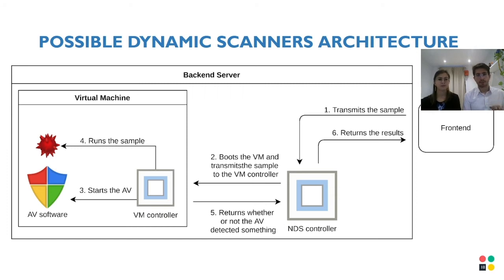The problem is that you cannot have one virtual machine with 25 AV software installed on the same virtual machine, because each antivirus would contaminate the results of the other. So if you want to test your sample against 25 antiviruses, you need 25 VMs. That gets pretty heavy on the compute side.